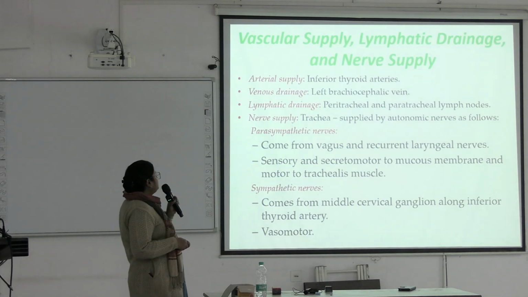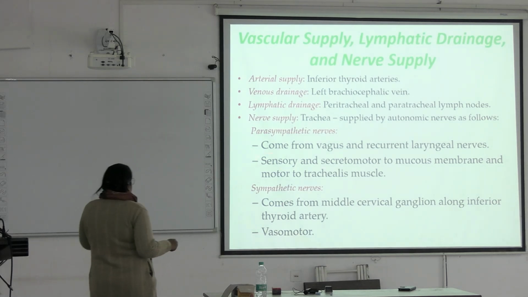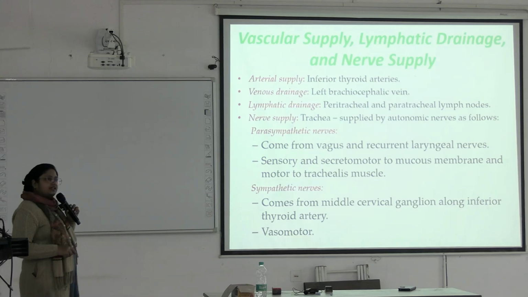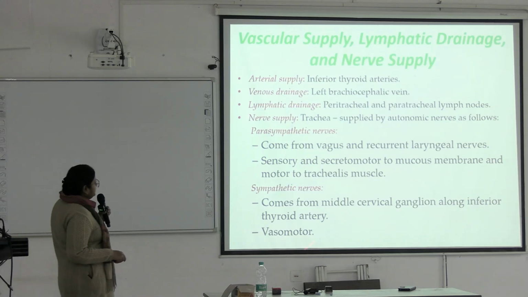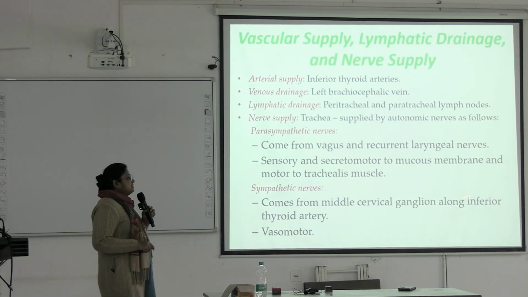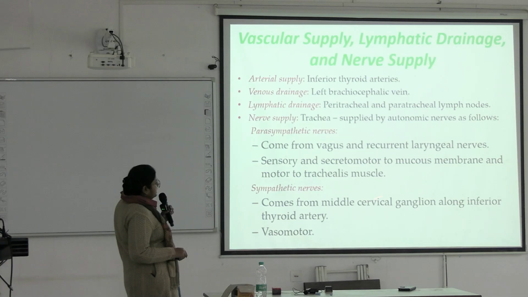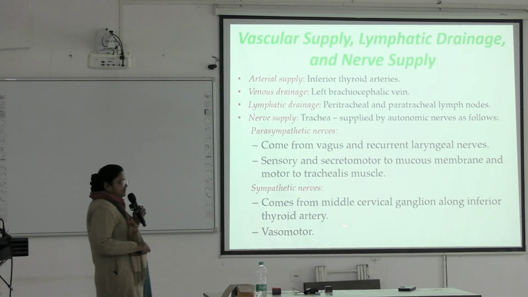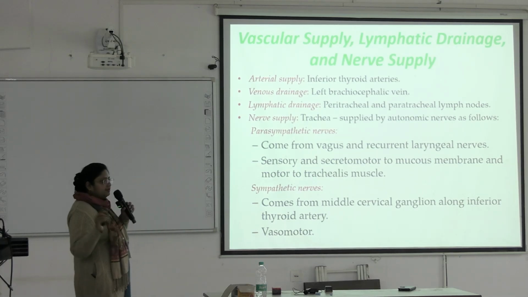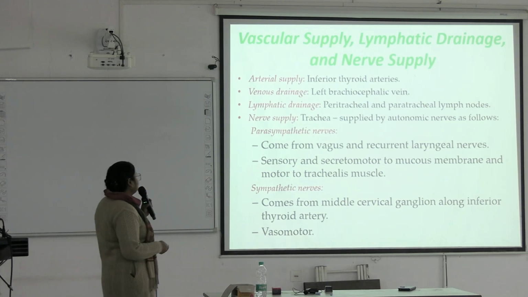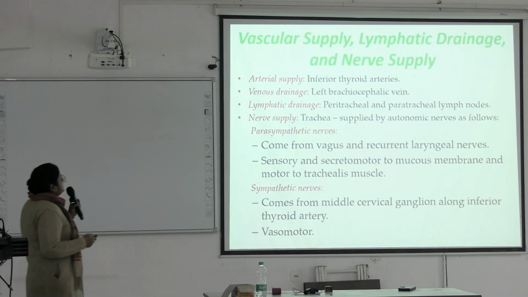Okay, so mainly from vagus, and these are sensory and secretomotor to the mucous membrane and motor to the trachealis muscle. And sympathetic nerves, they come from middle cervical ganglion. Sympathetic chain, you have seen the location of sympathetic chain. So sympathetic nerves are coming from middle cervical sympathetic ganglion along the inferior thyroid artery, and they are vasomotor. They control the function of vessels, constriction and dilatation of the vessels. So these are the nerve supply.